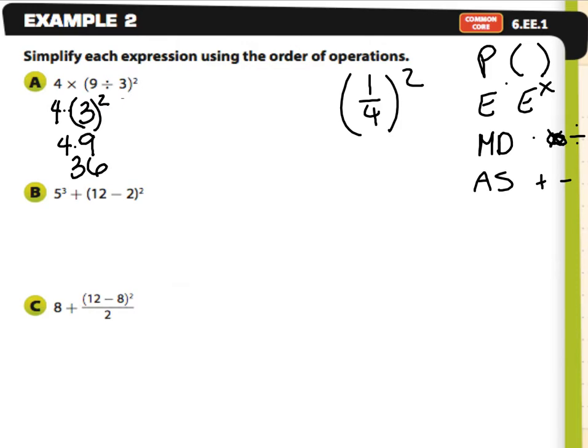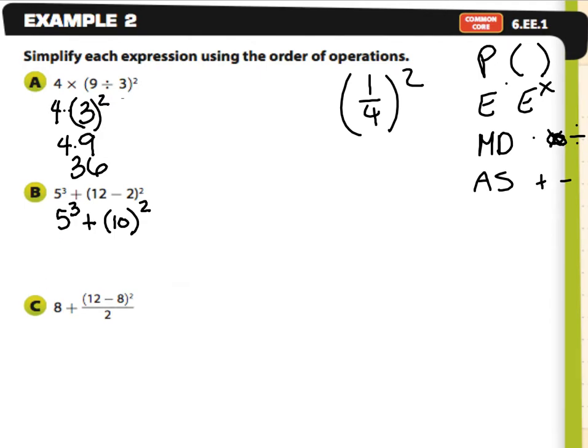All right, so then now on the next problem, we have 5 cubed plus the quantity 12 minus 2 squared. So again, I have to do what's inside the parentheses first. I have to do 12 minus 2 first, and then that answer is what's being squared. So I have 5 cubed plus 10 is what I get when I subtract 12 minus 2. And that is what I want to square.